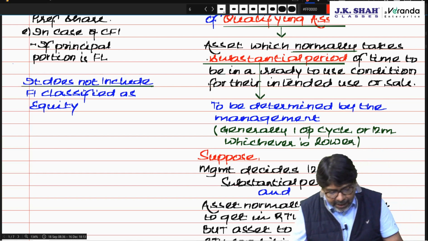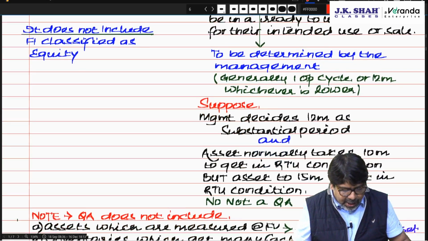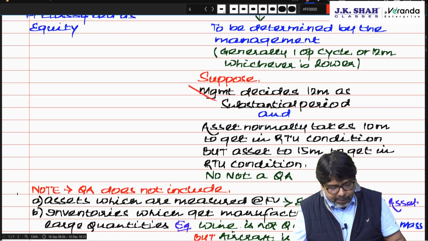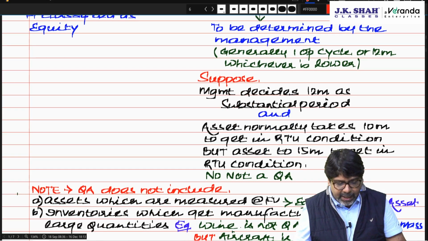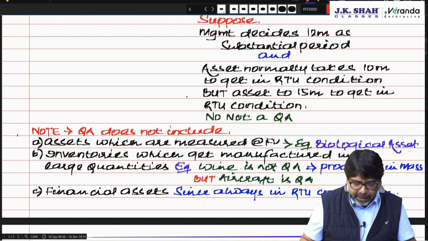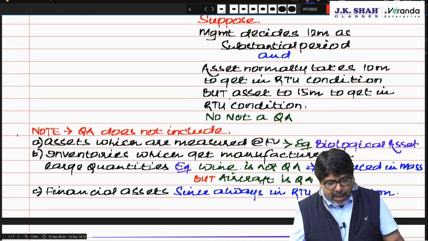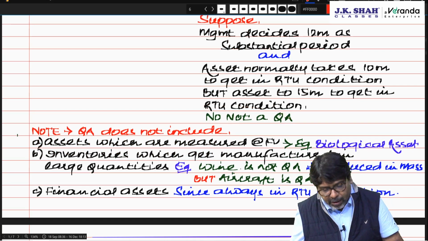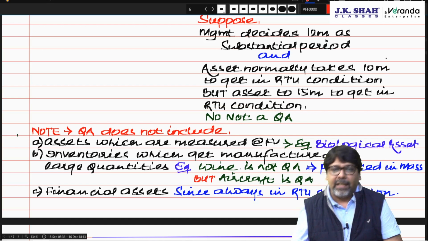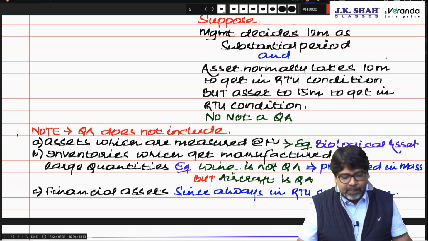Again, I have underlined the word normally, for which I have given an example also. Suppose management decides 12 months as substantial period, and the asset normally takes 10 months to get in ready to use condition. RTU is ready to use condition. But the asset takes 15 months to get in ready to use condition. It is not a qualifying asset because normally it takes 10 months. That is less than the substantial period.